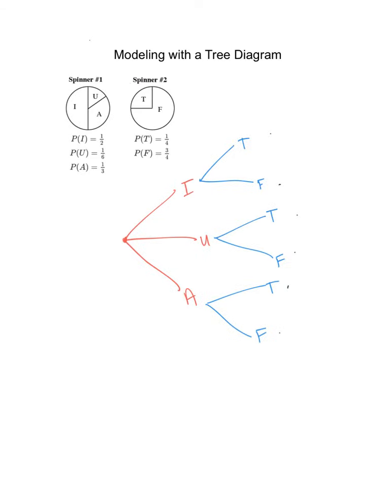So I'm going to go back to my spinner with my probabilities. The probability of getting an I is 1/2. So I'm going to place that along the branch between the branch point and the I. My probability for U is 1/6, and my probability for A is 1/3. I'm going to do the same thing with the T and the F. The probability of a T is 1/4, and the probability of an F is 3/4. That goes between the branch point and the end of the branch.